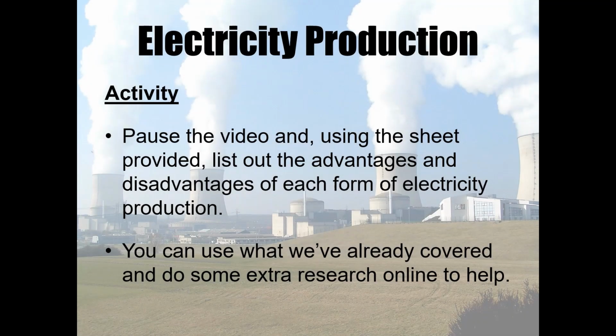So we've now seen how all of our different forms of energy production operate, how they work. One of the next key things for us to understand is what the advantages and disadvantages of those processes are. So our next activity is for you to pause the video again, and using the sheet that was sent to you on Show My Homework with this video, list out the advantages and disadvantages of each form of electricity production. We've already covered quite a lot.